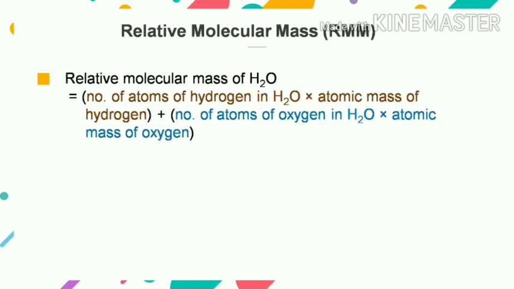For example, let's calculate the relative molecular mass of water, that is H2O. In one water molecule, we have two hydrogen atoms and the atomic mass of hydrogen is 1, and we have one oxygen atom and its atomic mass is 16. So it is calculated as 2 multiplied by 1 plus 1 multiplied by 16. It becomes equal to 2 plus 16, which is equal to 18. So the relative molecular mass of water is 18.